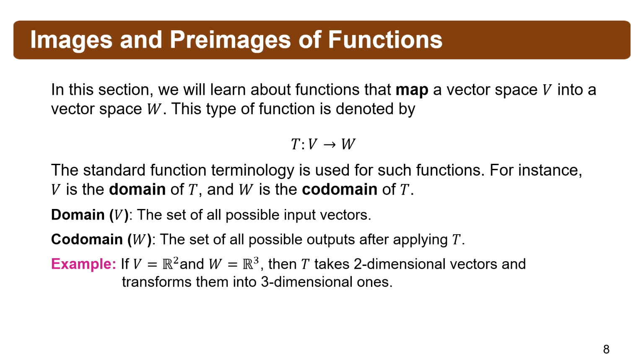So for example, if V is in R2 and W is in R3, three-dimensional, then T takes two-dimensional vectors and transforms them into three-dimensional ones. This is actually similar to the algebraic functions that we know in basic algebra, where we have y equal to f of x. The set of x values is what we call the domain, and the set of all y values is what we call the range. In this case, we use the codomain.